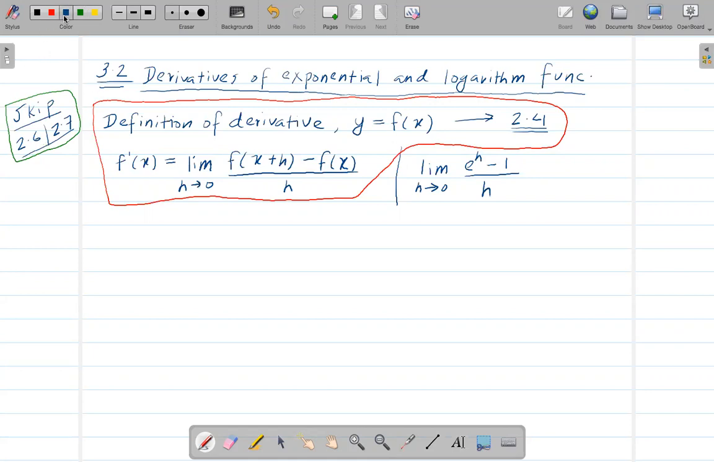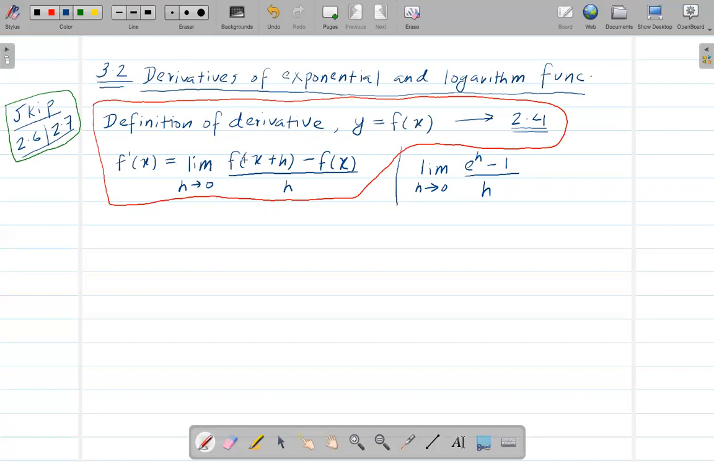In this section, before we start on the derivative of exponential and logarithmic functions, first let's revise a few things that we did in chapter 2.4. In chapter 2.4, we talked about the definition of a function and the definition of a derivative of a function. If we have a function y equals f of x, then we can take the derivative of that function using the idea from chapter 2.4.